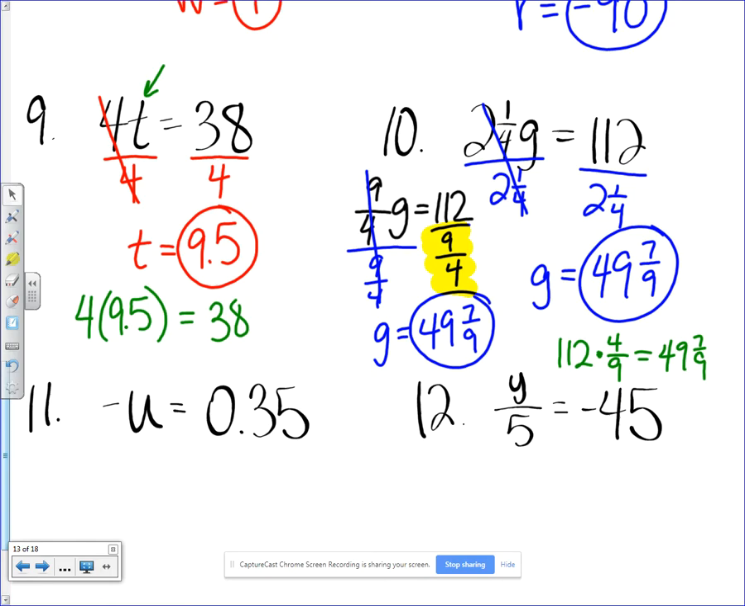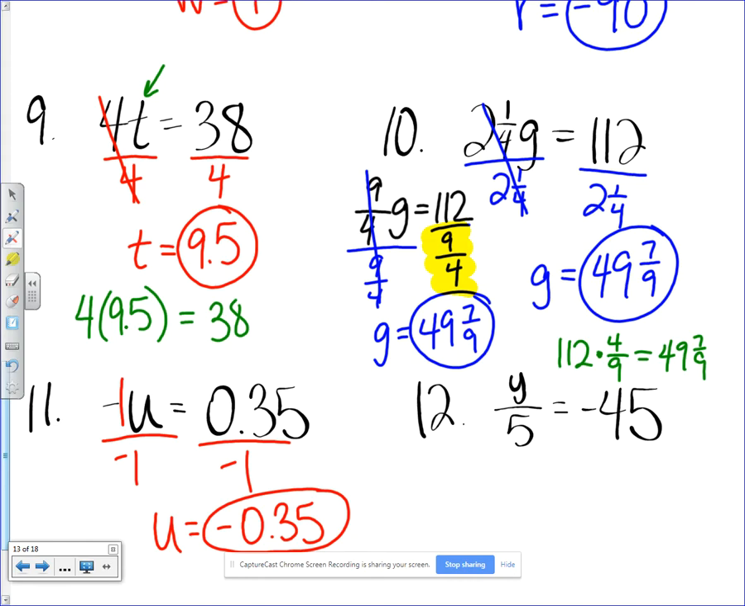All right, number 11 here. Notice I just have a negative symbol in front of there. That negative symbol needs to be gone. I need to cancel it out. Okay, this is like having a -1 in front of there. So in order to get rid of that, the common mistake is to add 1. We are not adding 1 here, folks. That is multiplication. So we need to divide by -1. And you get u equals -0.35.